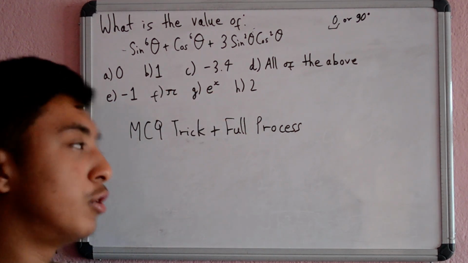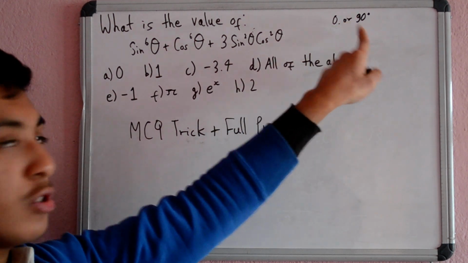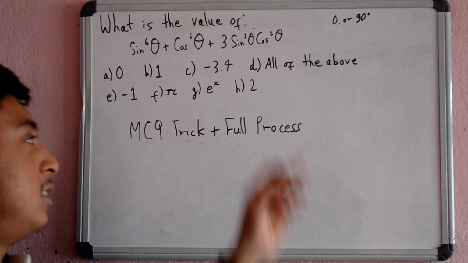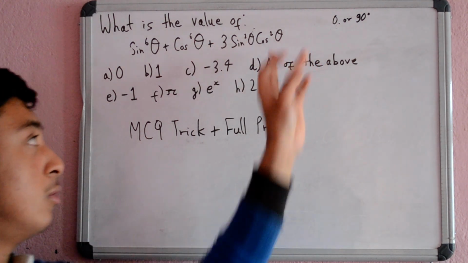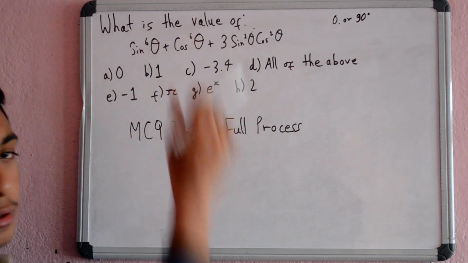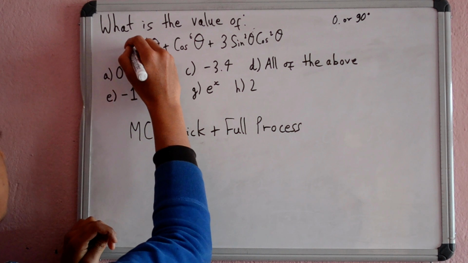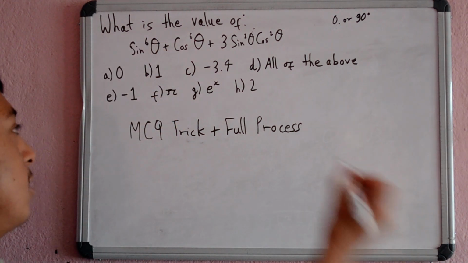But if you're not sure, you can put 90. When you put 90, cos 90 is 0, and since cos 90 is 0, both these terms will be 0, leaving us with sine 90 to the power of 6. Sine 90 is 1, 1 to the power 6 is again 1, so our answer is 1.